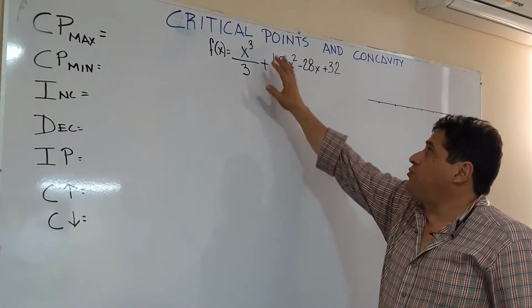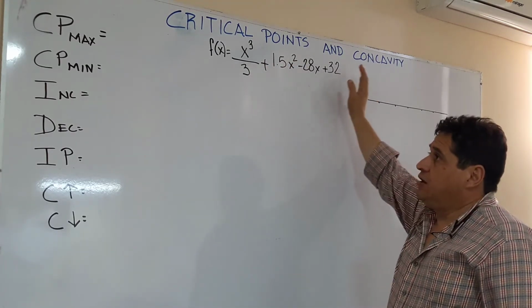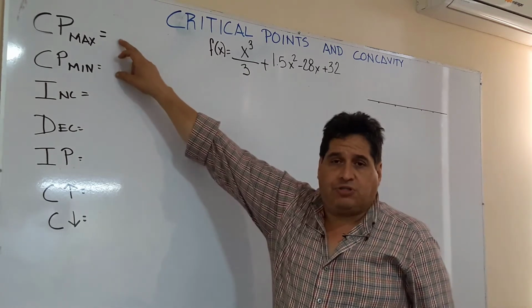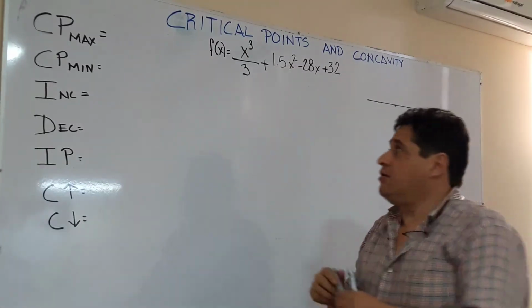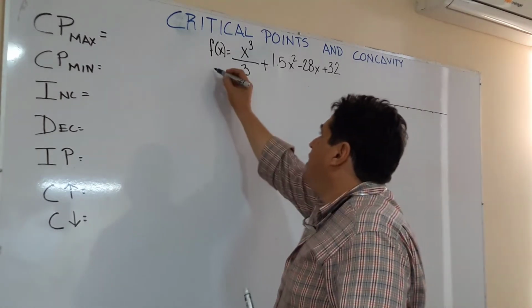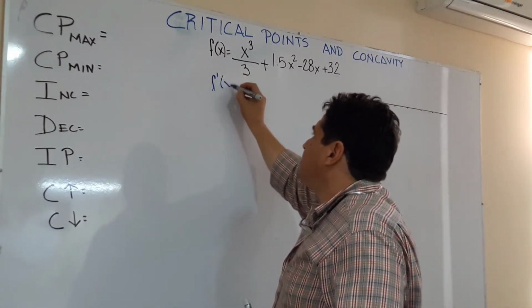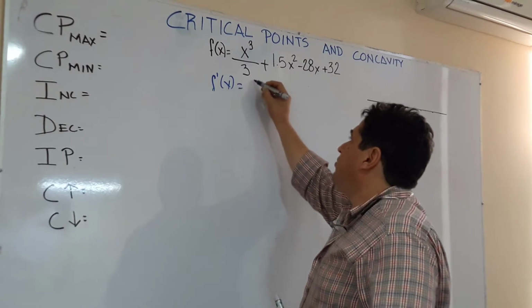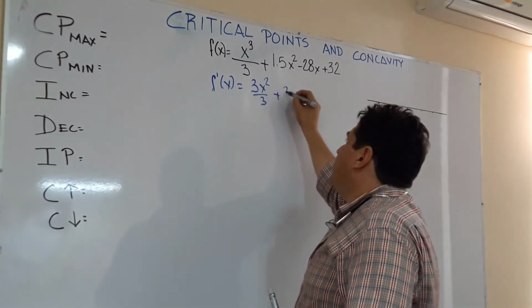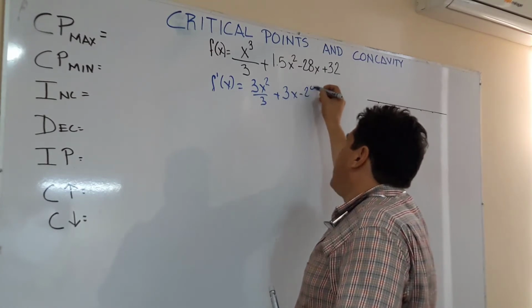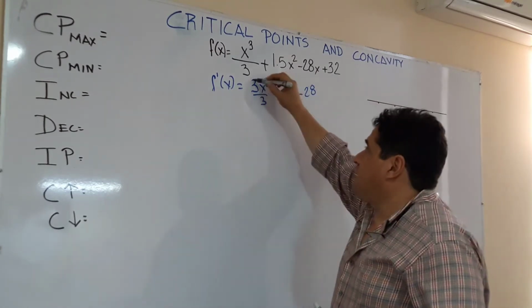We're going to be working with critical points and concavity. Remember that in order to get my critical points, the first thing I've got to do is differentiate my function so I can get the critical points. So f prime of x is going to be equal to 3x squared over 3 plus 3x minus 28. Those two cancel each other.